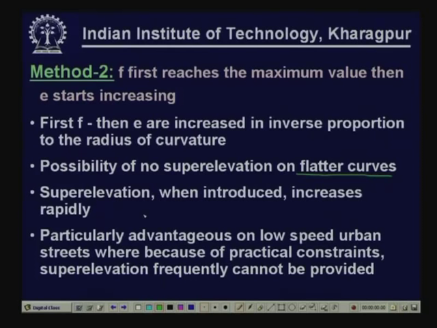Second, super elevation when introduced increases rapidly. Now, why is it so? Because initially super elevation is not used, it is only the F value which is used. So, E value is used only when F is saturated, that means F has reached its maximum value. Then as the curve becomes sharper, the whole effect is counteracted by the super elevation only. So, although initially super elevation is not used and only the F value is used, when E is used, E increases very rapidly as the curve becomes sharper.